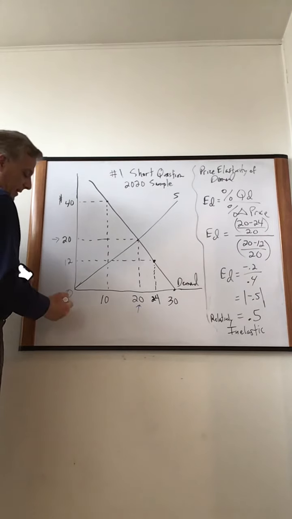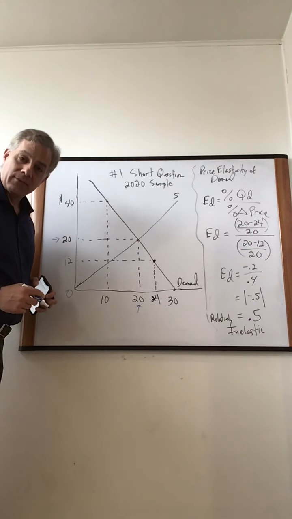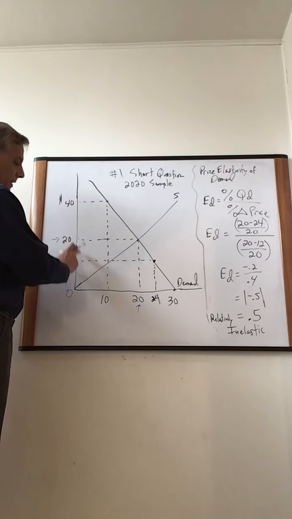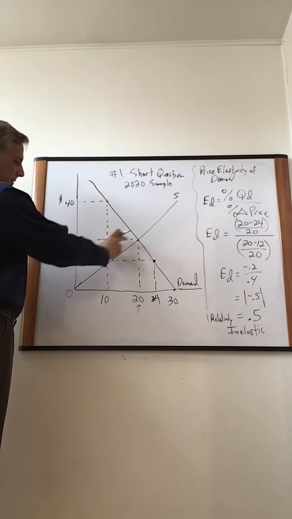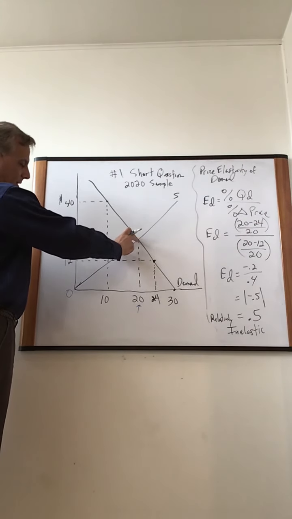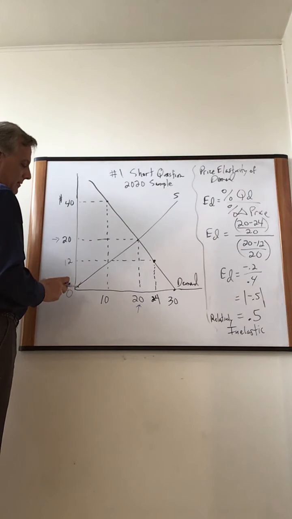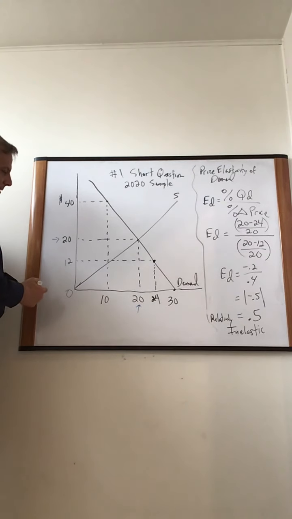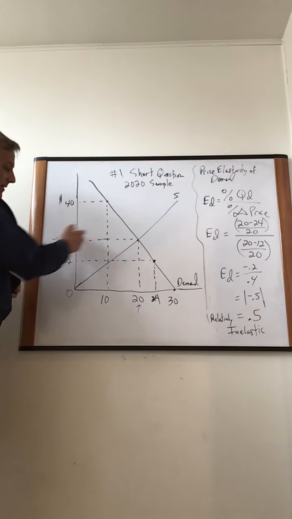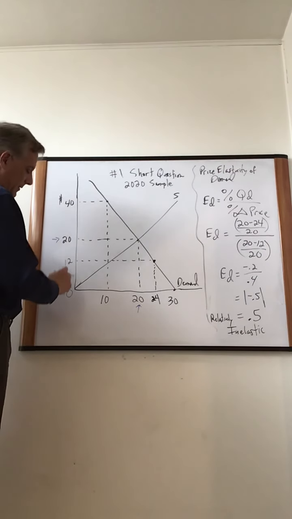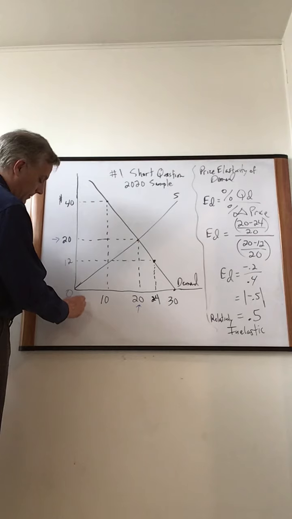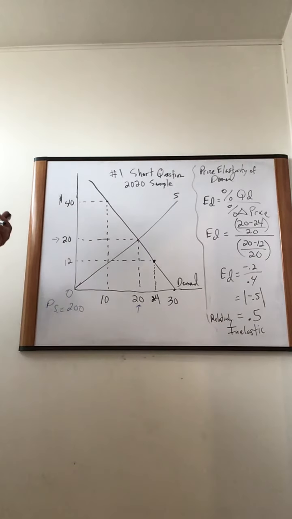Okay, area of a triangle. It's nice when geometry comes in handy. It's 1/2 base times height. So 20 is the base going across. The altitude would be 20, or either way, you could do it. This as the base and this as the height. But regardless, 1/2 times 20 times 20, the producer surplus is going to be 200. Okay. All right.